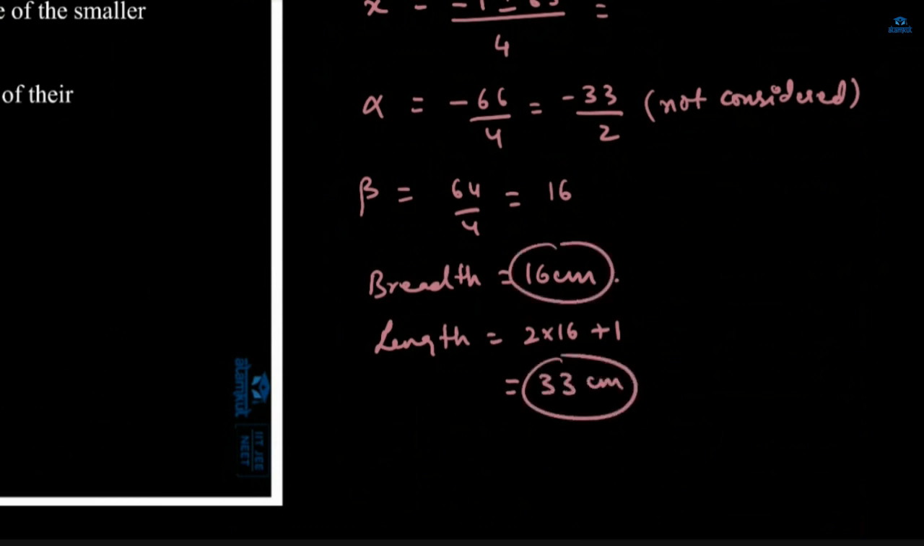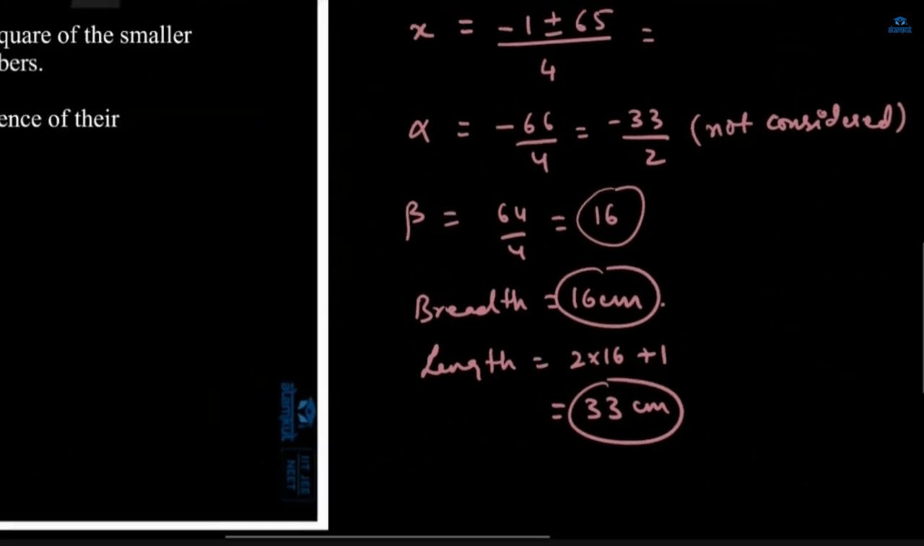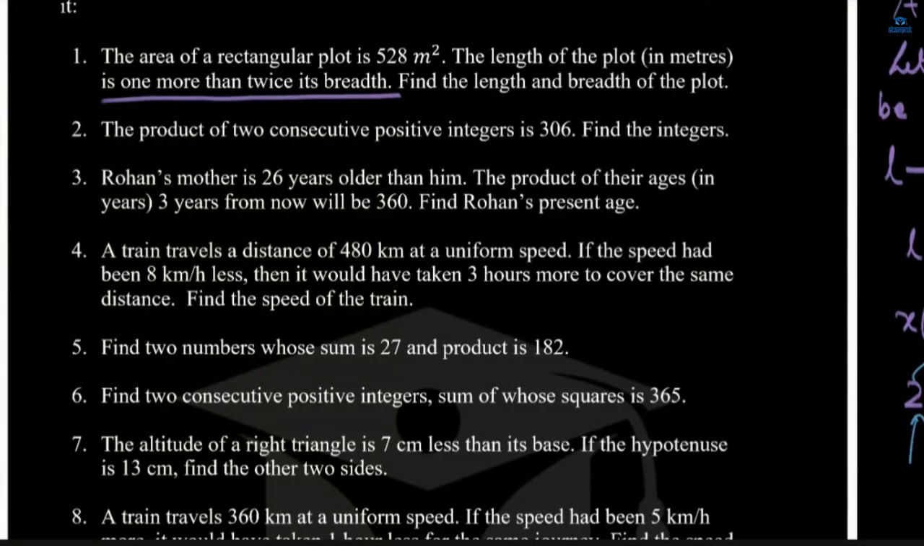So you will get one value for beta, which means x, and you can find the length. Now here is the second question. The product of two consecutive positive integers is 306.